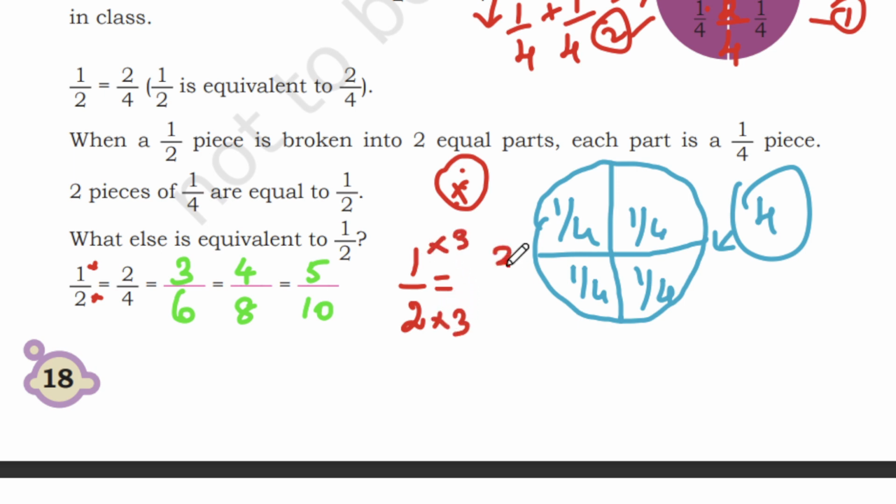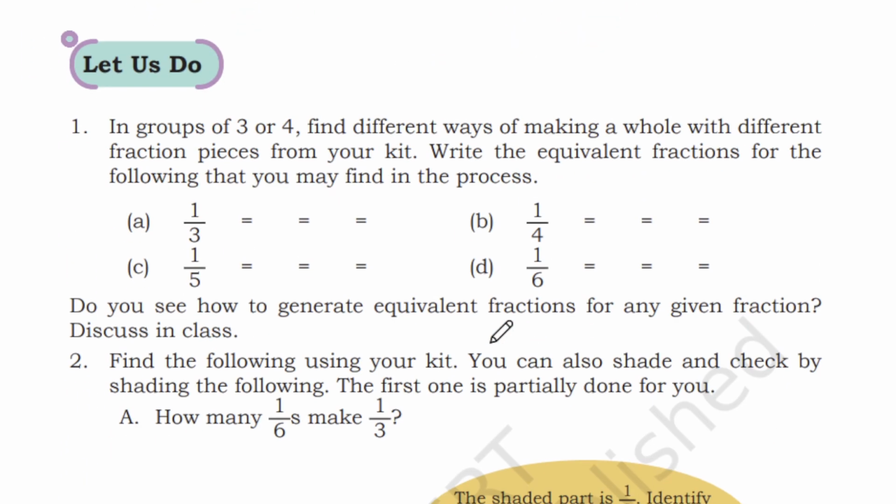So 1 3s are 3, 2 3s are 6. So you will get one equivalent fraction. Not only 3, any number you can multiply, but it should be both numerator and denominator. For example, if you are multiplying with 5, 5 ones are 5. Again here, 5 2s are 10. You will get 5 by 10 as an equivalent fraction. Okay, so we'll see next.